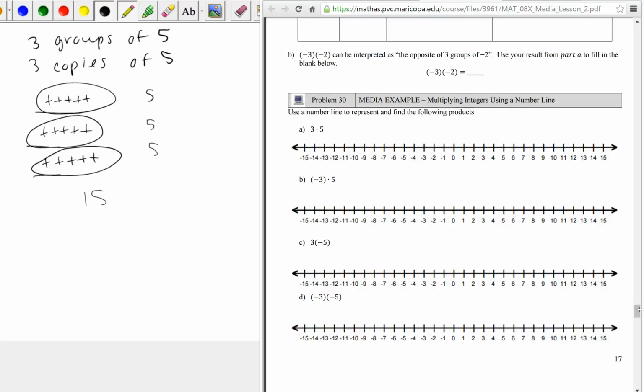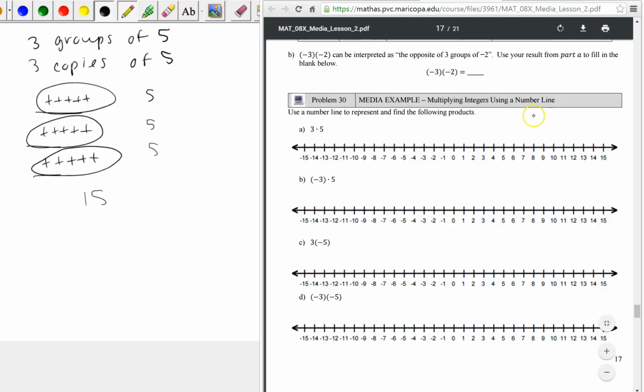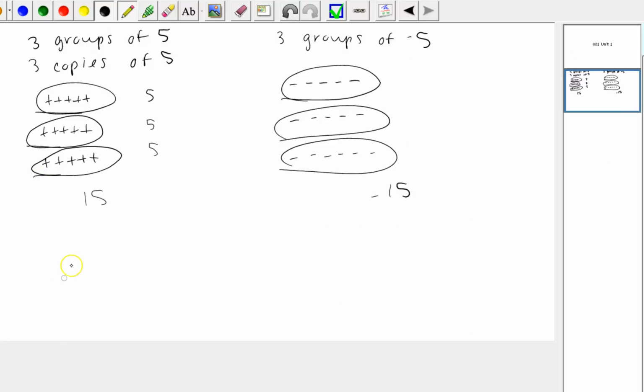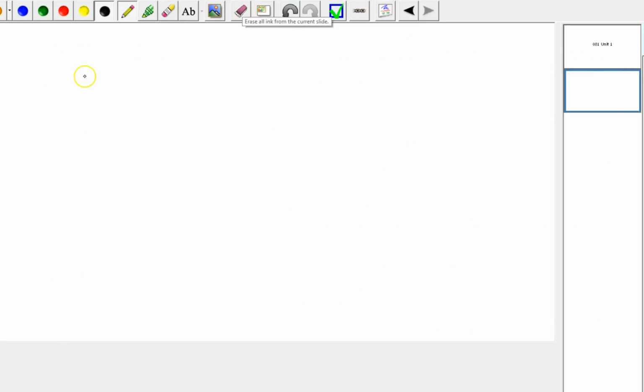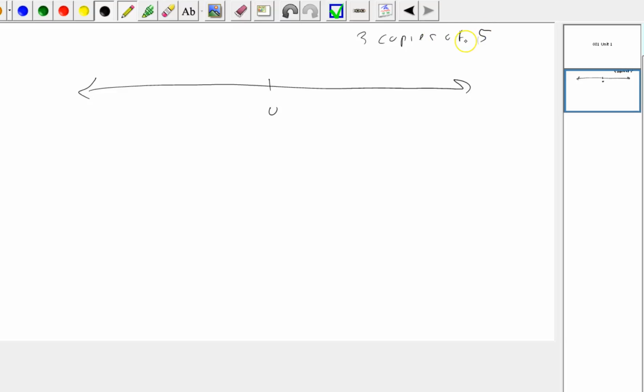Okay, here we'll have them multiplying integers using a number line. Okay, and these are set up intentionally. So here we'd have 3 copies of 5 or 3 groups of 5. Here's our number line. So 3 copies of 5. So we can start at 0, go to 5, 10, and 15. Okay, so this is first copy, second copy, third copy.